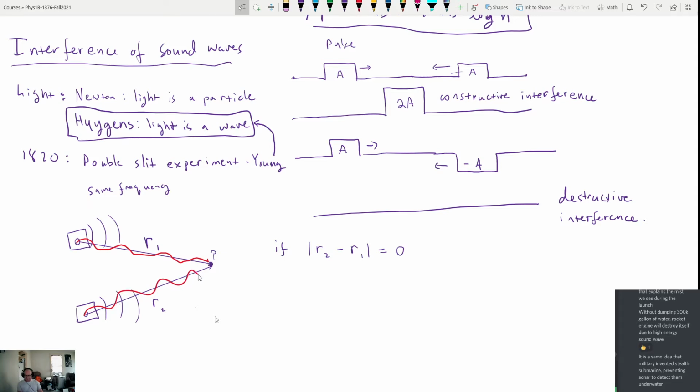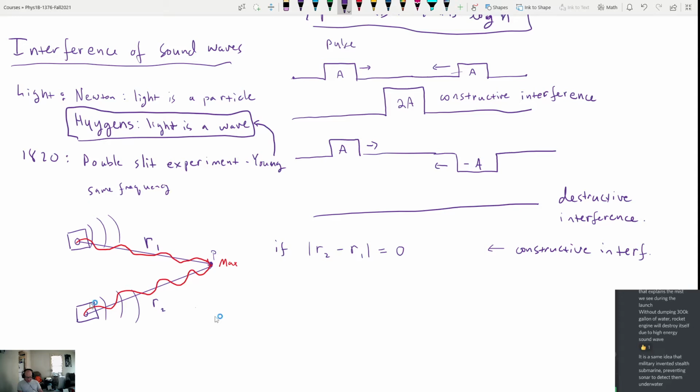And so if they arrive in sync with each other, so they both hit maximum at the same time, then that will only occur if the path difference is 0. This is going to be constructive interference. This is where you get two maxima at the same time. This is like a bright spot in those pictures that we saw, if they're equal to 0.